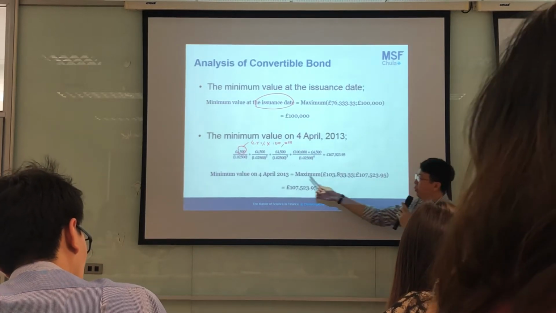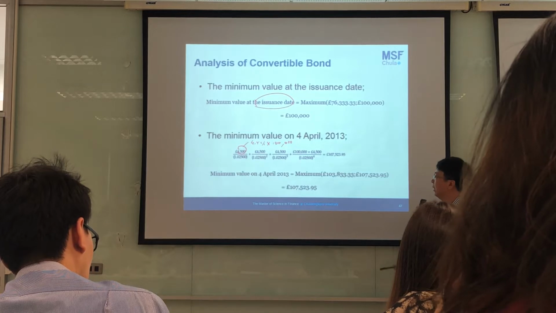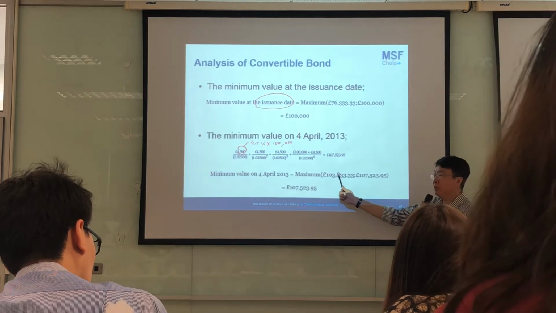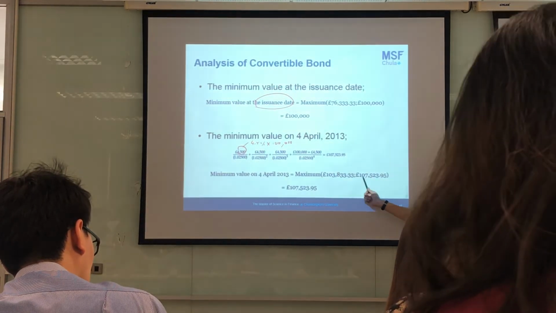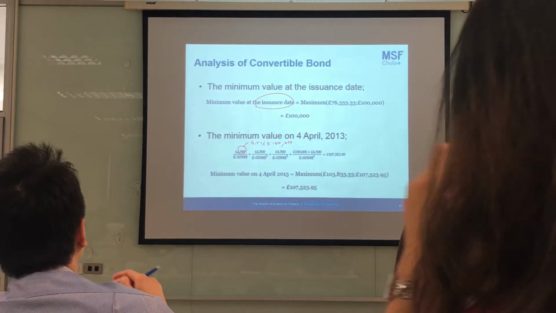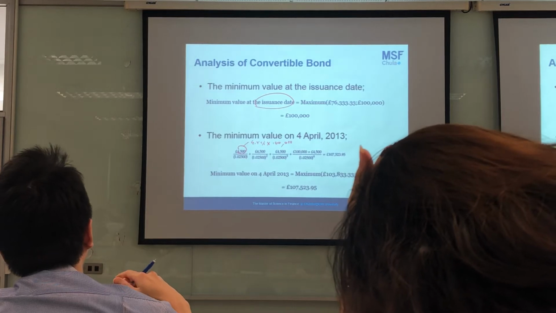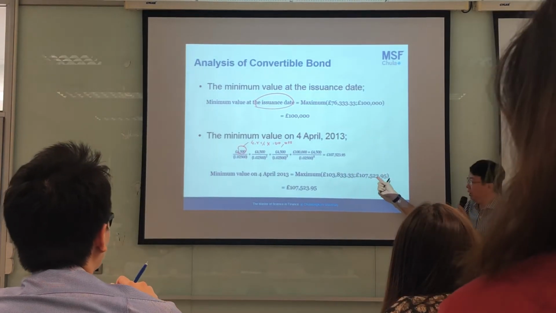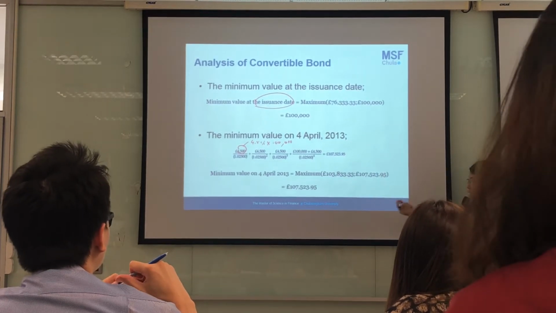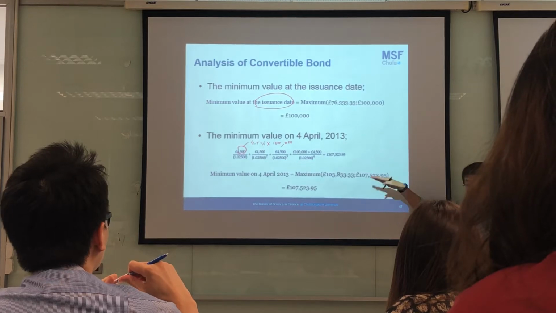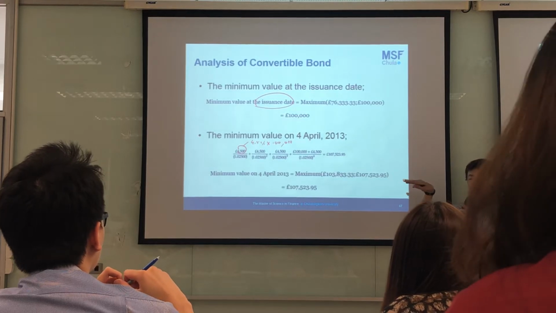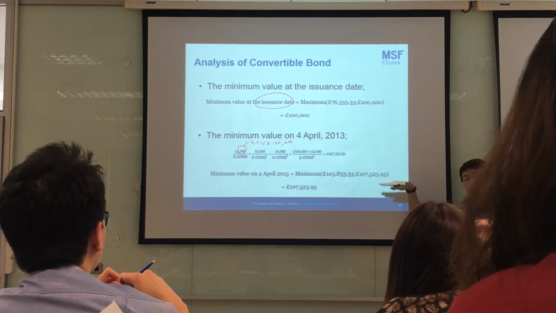1 year later, what would be the minimum value of this bond? It should be the maximum value between the conversion value that we have seen in the previous slide and the value of the straight bond. So you can see that the bond increased partly because of the market interest rate increase. This is the value of the straight bond. But this bond is much higher than the value of the straight bond. But this is the minimum value. The value of this convertible bond should not be lower than this minimum value.